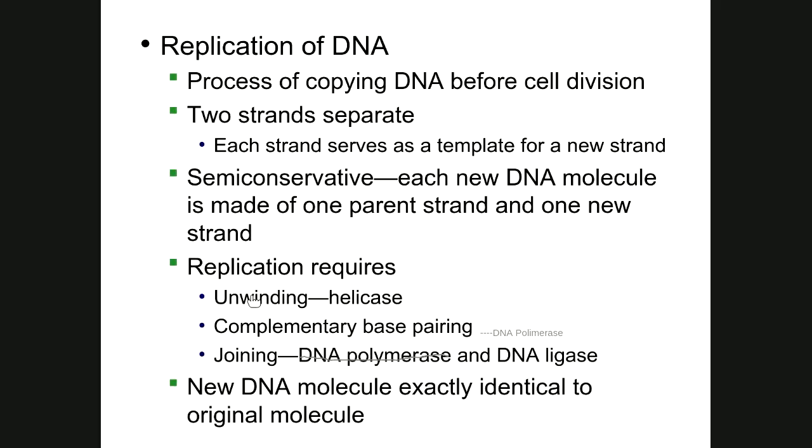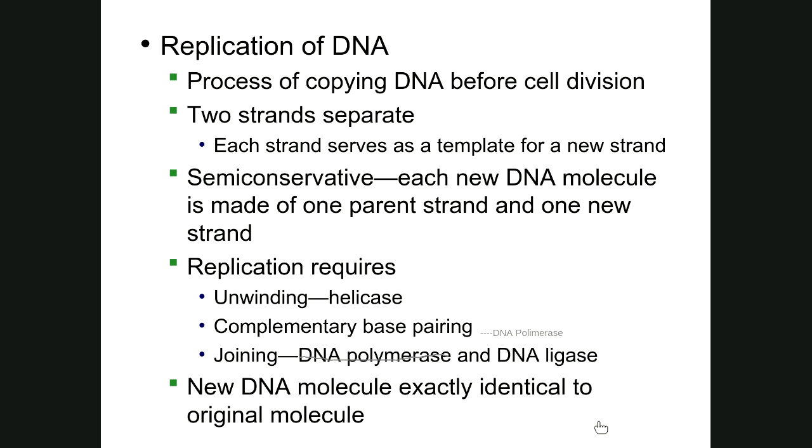First one is unwinding, next one complementary base pairing, and third one is joining. Also remember the names of the enzymes. The unwinding process is done by helicase enzyme, complementary base pairing is done by DNA polymerase enzyme, and joining is done by DNA ligase enzyme. Now, when these two daughter DNA are produced, they are called daughter, and the original one is called parent. Like in our family, our parent is the first generation, and from there the children come, called daughter and son.